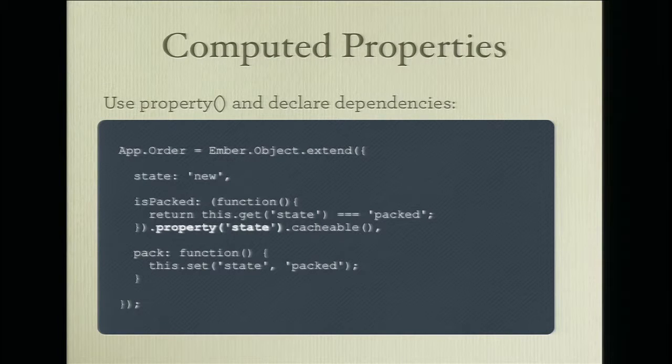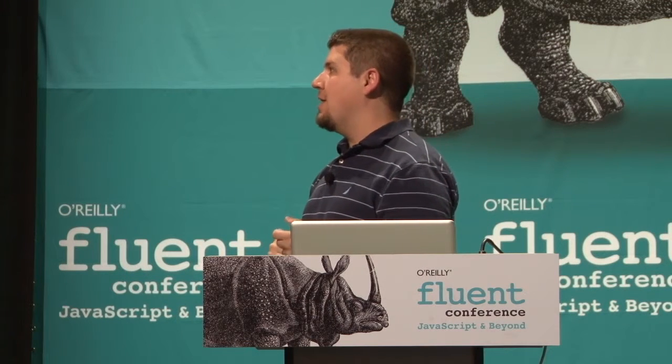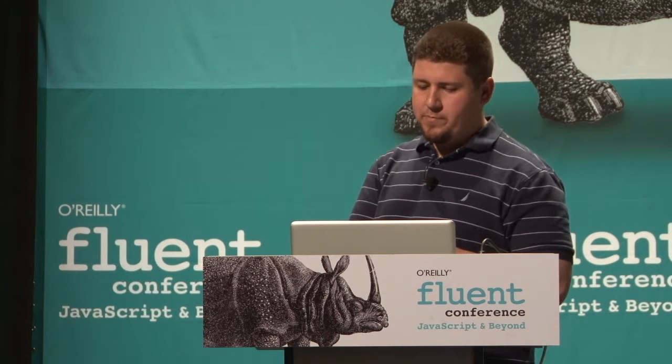So isPacked is a computed property that depends on the state property, which you can see there because I'm calling property on the function and passing any dependencies, and there can be multiple. So this will, first of all, get calculated the first time that I call get isPacked on this instance. And it will be recalculated the next time I call it if that state property has changed. I'll talk about cacheable here in a second. And there's some changes involved with cacheable.